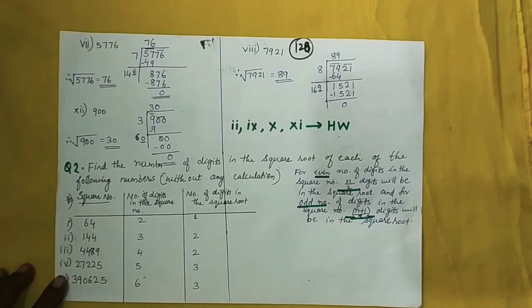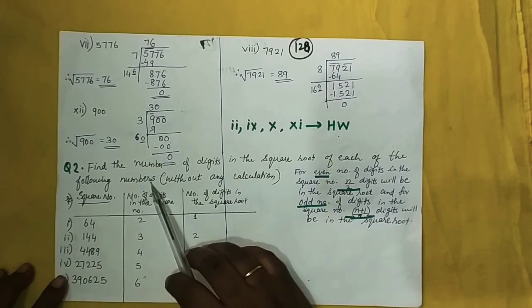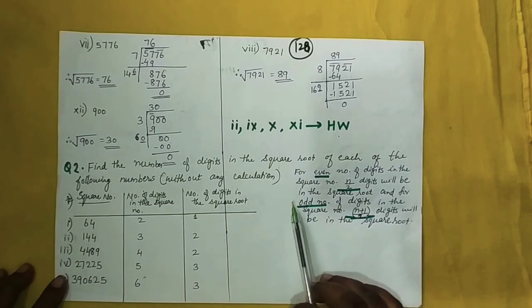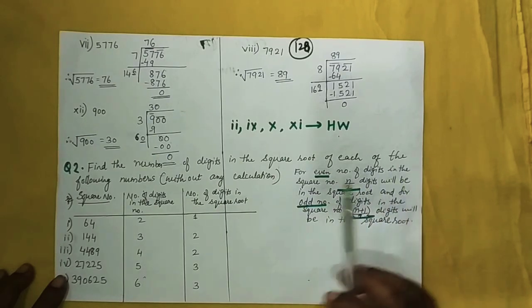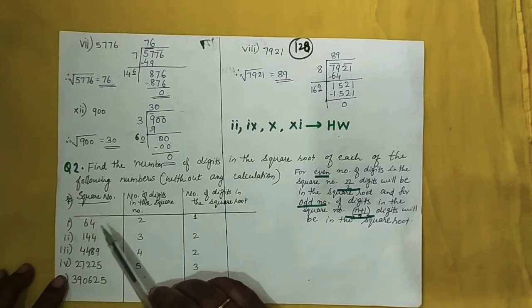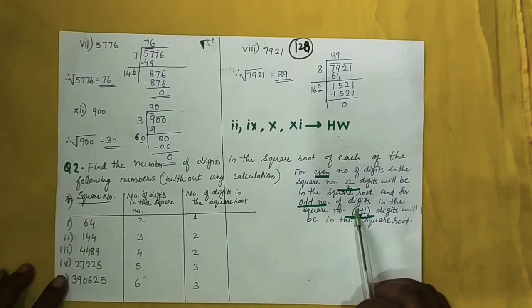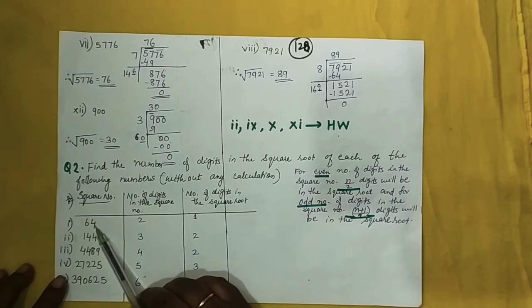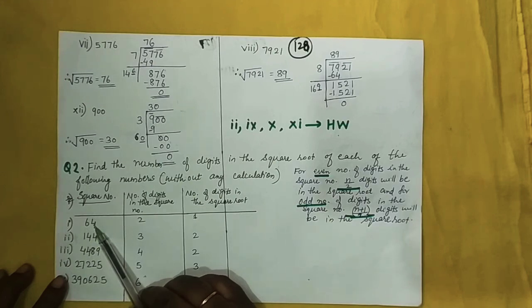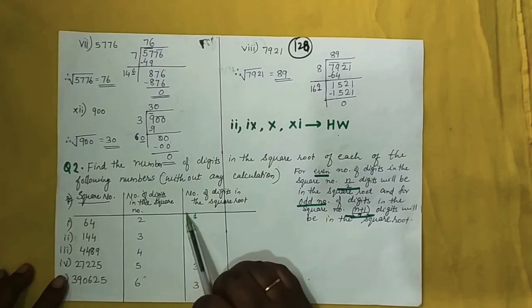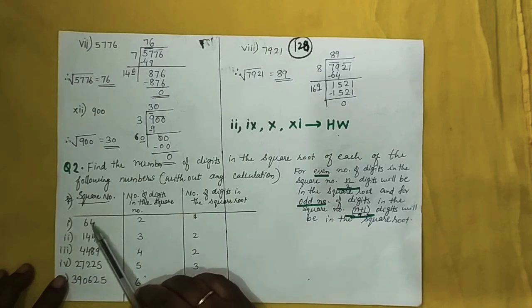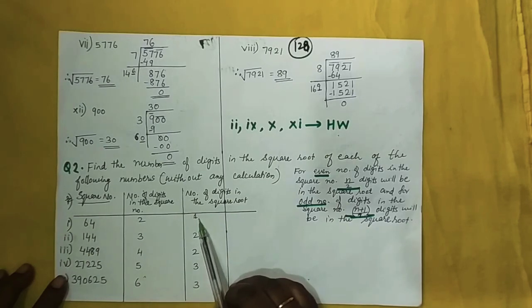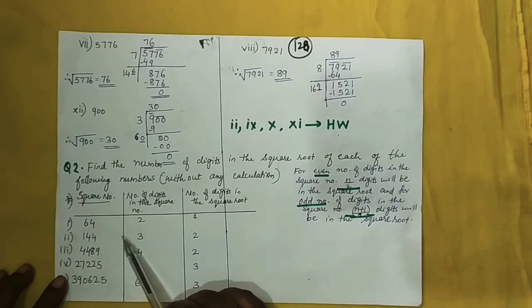Now question number 2. Find the number of digits in the square root of each of the following numbers without any calculation. You know, if a square number has an even number of digits n, then the square root will have n by 2 digits. If a square number has an odd number of digits, then its square root will have (n plus 1) by 2 digits. So this is the square number given in the first column. 64, 2 digits, it is an even number. So n by 2 digits will be in the square root. n by 2 means 2 by 2, 1. So the square root will have 1 digit. 144, it has 3 digits. Odd number.